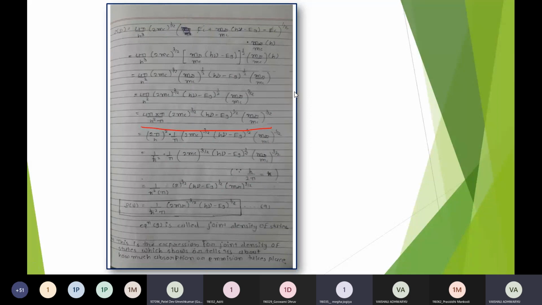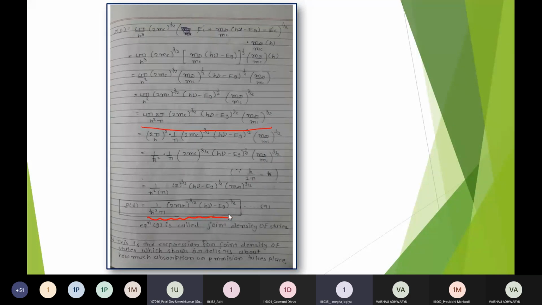So h upon 2 pi is equal to h cross. So we can write that 1 by h cross square into 1 upon pi 2 mc raised to 3 by 2 h nu minus eg raised to 1 by 2 mr by mc raised to 3 by 2. So our equation rho of nu is equal to 1 upon h square pi 2 mr raised to 3 by 2 h nu minus eg raised to 1 by 2. So this final equation is called joint density of states.